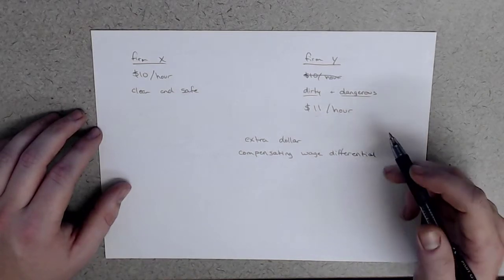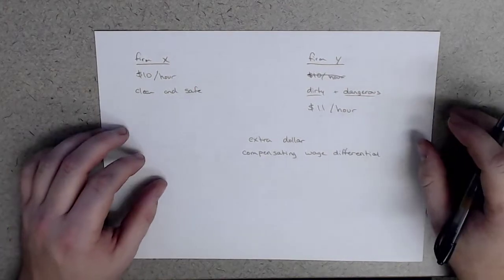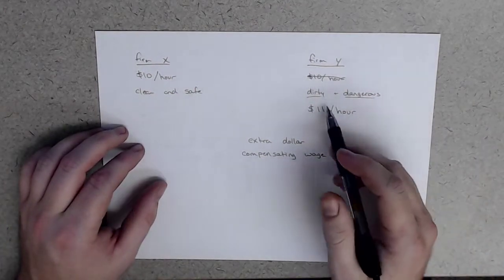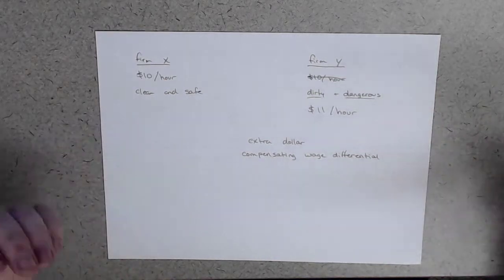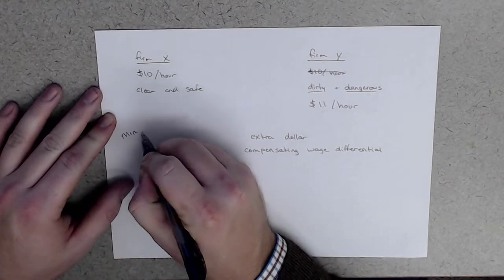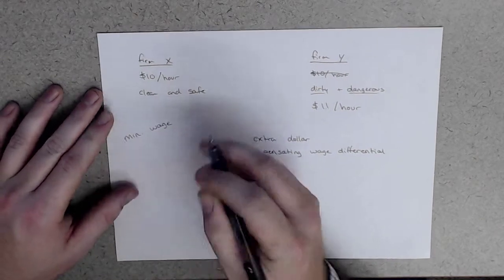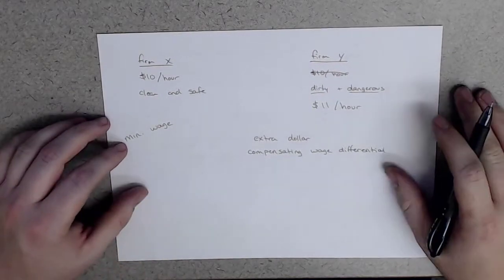Okay? If this wage differential did not exist, then Y wouldn't be able to attract anyone to come work for them at all because they would just go and work for X. Okay? Now let's do a sort of an example. So let's talk about the minimum wage. All right, so we've talked about this before, what its effects are. It's a price floor, causes unemployment, all that good stuff, right?